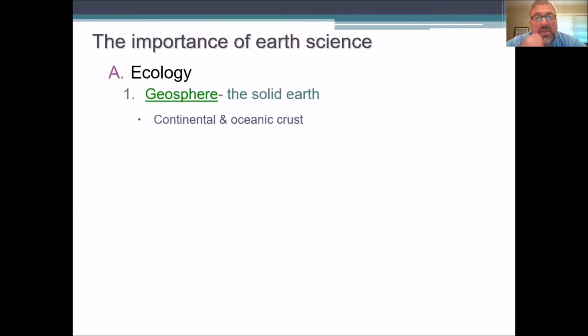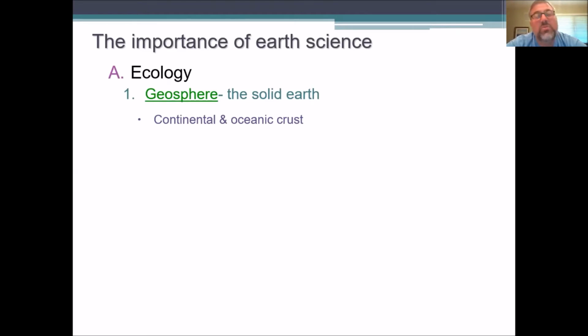So what do we really look at? Well, the reason why we look at Earth science is we get an understanding of what our Earth is and what's going on. And ecology is the study of organisms in relationship to their environment. And when we talk about that, we're one of them. It's abiotic and biotic factors: abiotic, non-living, biotic, living factors in relationship to each other.